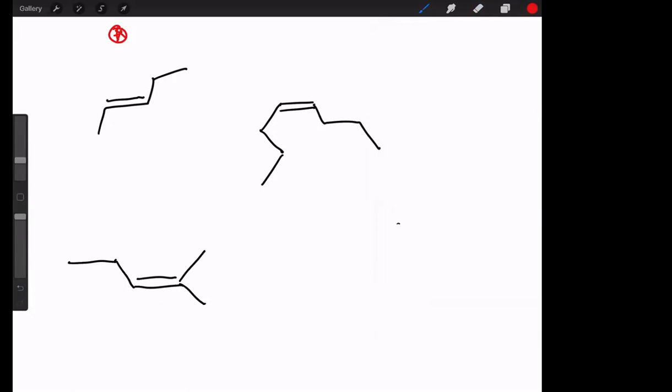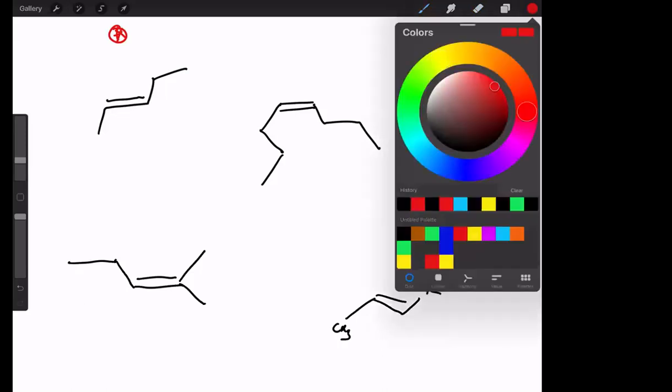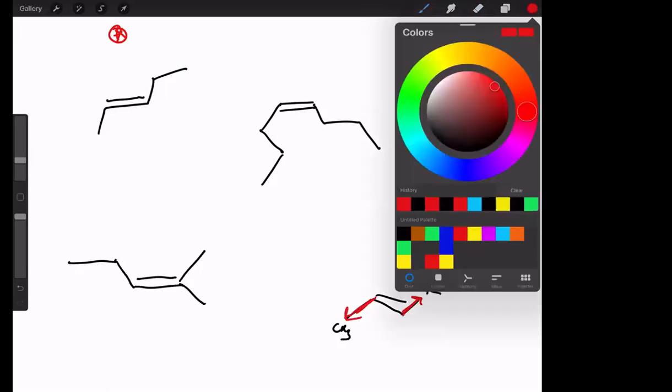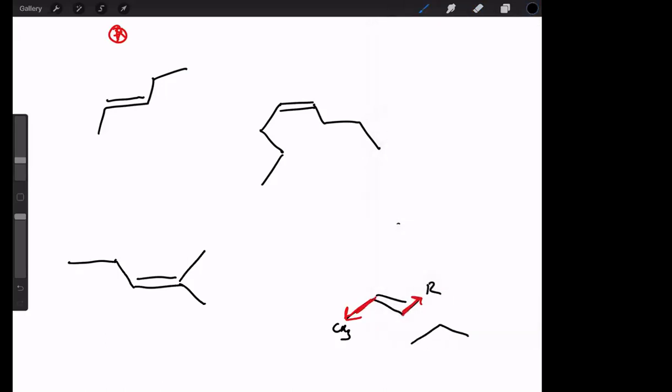So the question was, why is it trans? Aren't they both pointing downwards? If I remember correctly, the structure we were looking at was something like this, with an R group here and a CH3 here. It's trans because, in general, this group points this way and this group points this way. The cis version would have looked like this.